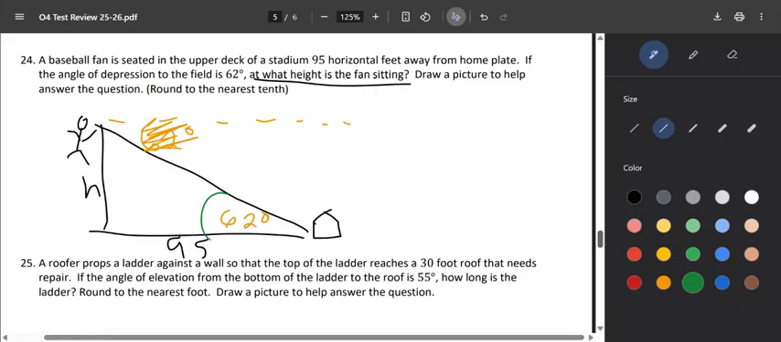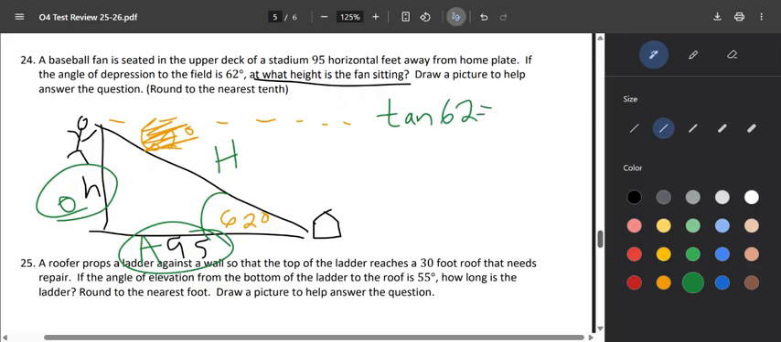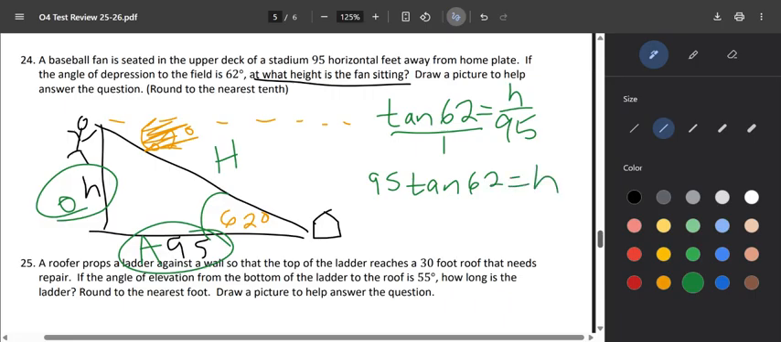We have an angle. We're labeling the hypotenuse, the adjacent, the opposite. Well, we're looking for the opposite. We have the adjacent. That means we're using tangent. So tangent of 62 is equal to H over 95. Put this over 1. Cross multiply. We get 95 tangent of 62 is equal to H.